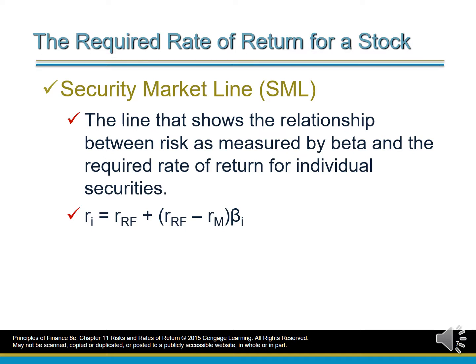The required rate of return for a stock can be illustrated in the security market line. It is the line that shows the relationship between risk as measured by beta and the required rate of return for individual securities.